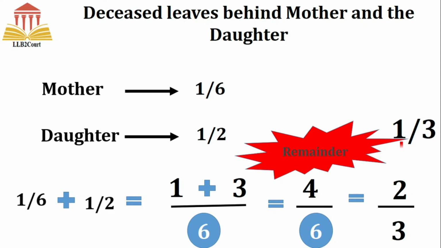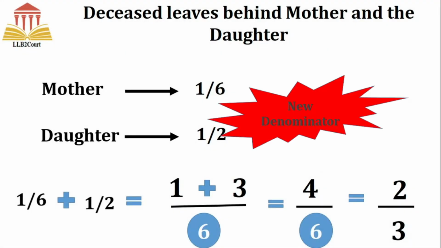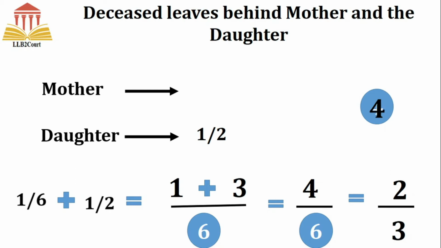So the next step is the new denominator. We need to reduce the denominator in order to increase the share of the mother and daughter proportionately. The sum of the numerators will become the new denominator as per the previous step. So the new denominator is 4. Now the mother's share is 1 by 4, and the daughter's share is 3 by 4.